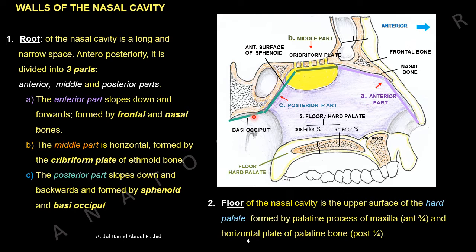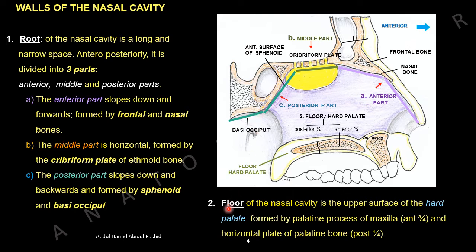It is divided anteroposteriorly into three parts. This is the first part, this is the second part, and this is the third part. The first part slopes downwards and forwards, formed by the frontal bone and nasal bone. The second part is horizontal, formed by the cribriform plate. The third part slopes downwards and backwards and is formed by the sphenoidal body and basi-occiput.